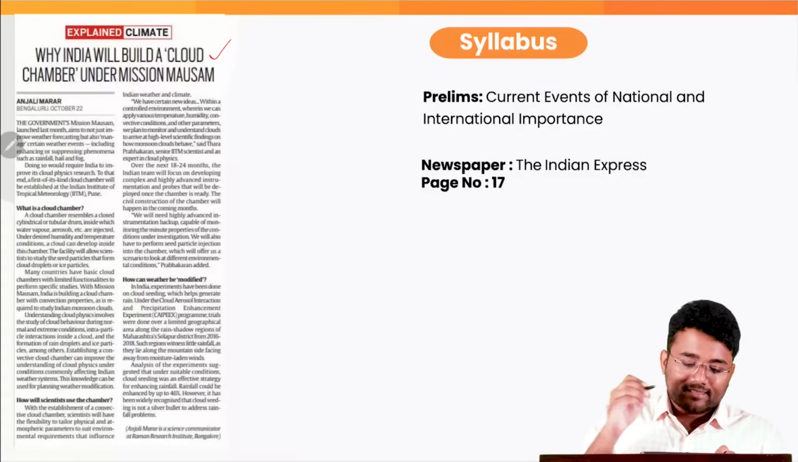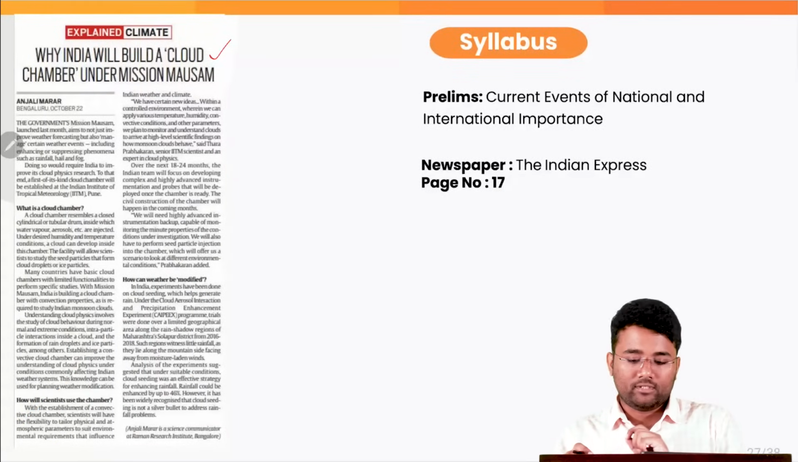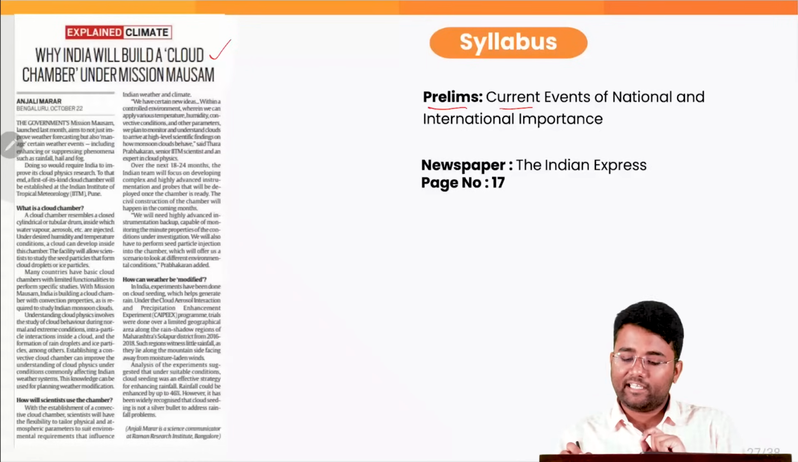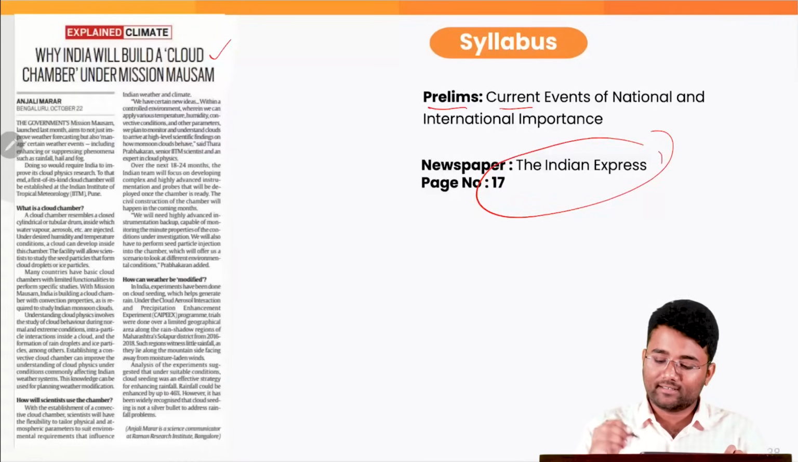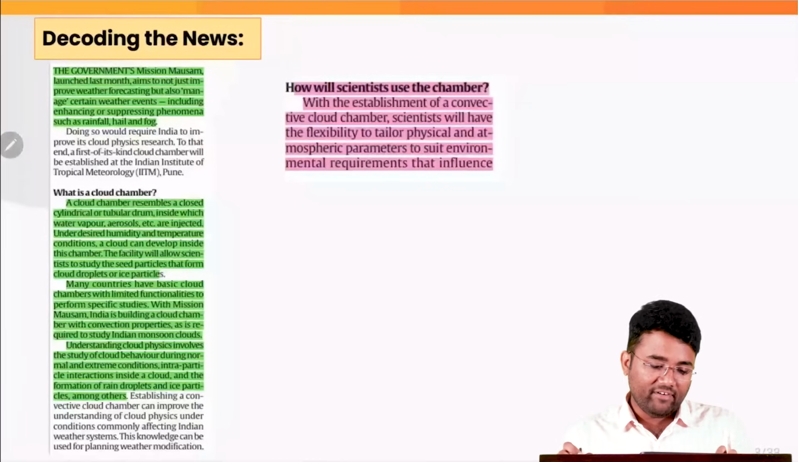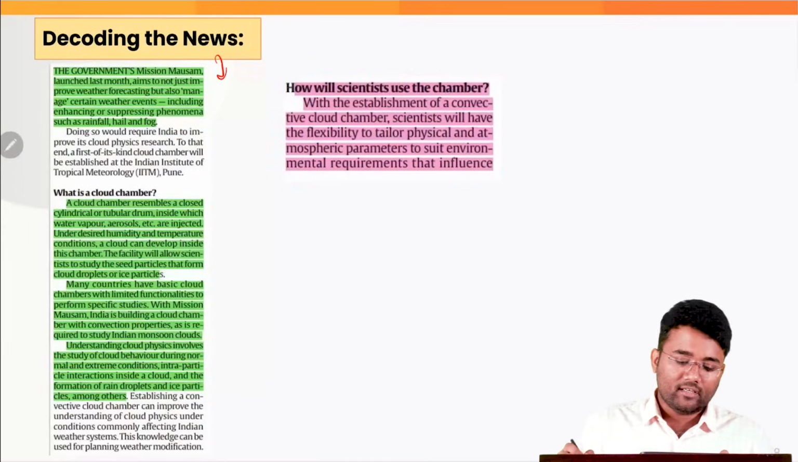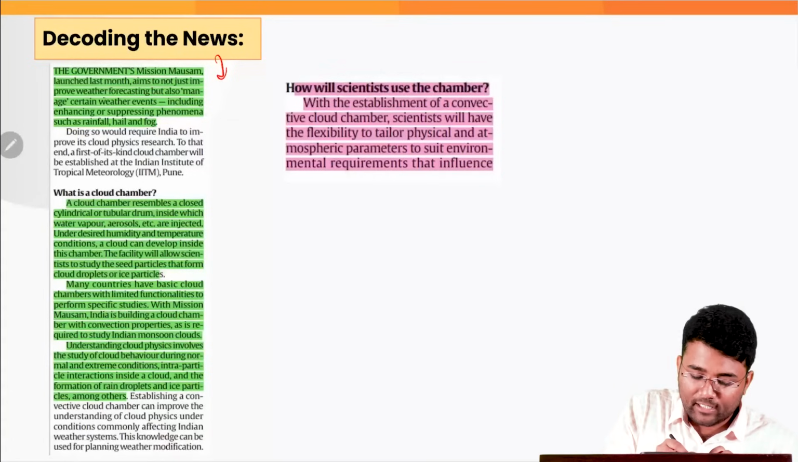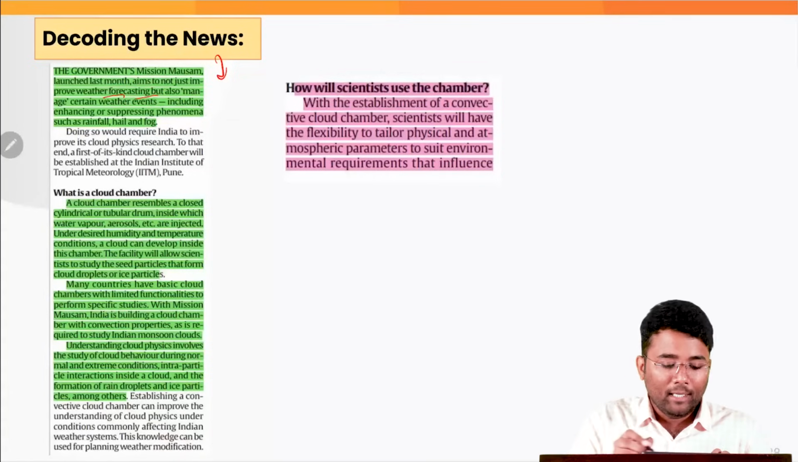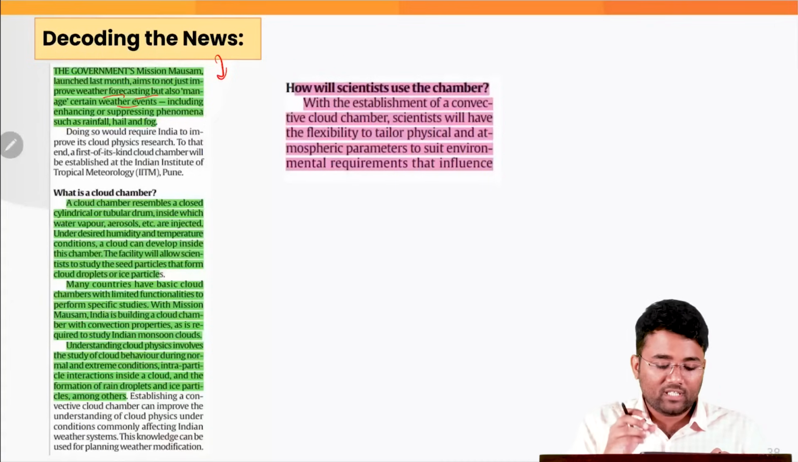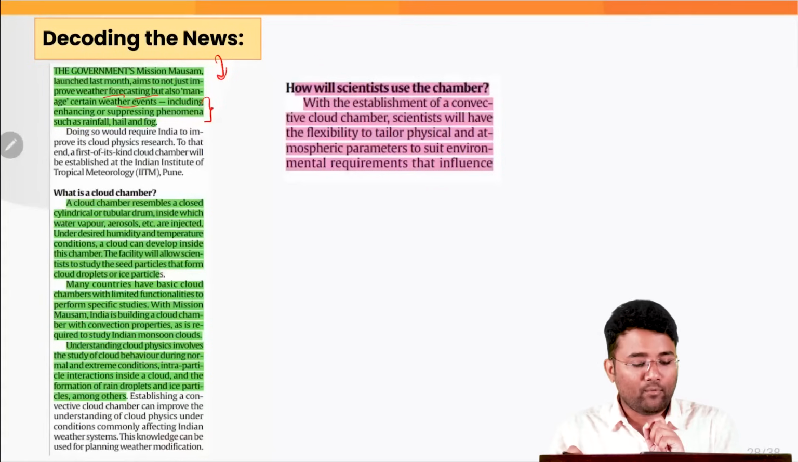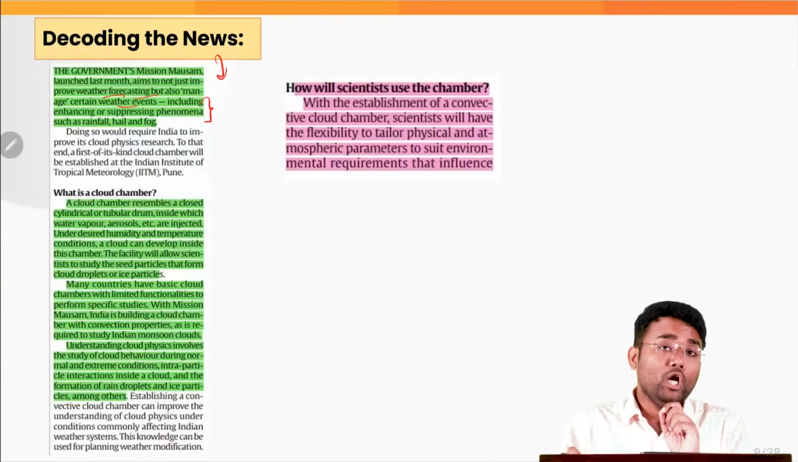Our next topic is this cloud chamber under the Mission Mausam. This particular topic pertains to the syllabus of your prelims, current events of national and international importance, and this has appeared in today's Indian Express, page number 17. The context is that the government under Mission Mausam, which was launched last month, aimed to not just improve the weather forecasting but also manage certain weather events, including enhancing or suppressing the phenomena such as rainfall, hail and fog to actually cater to the local needs.